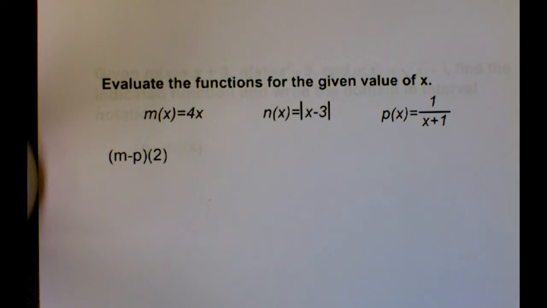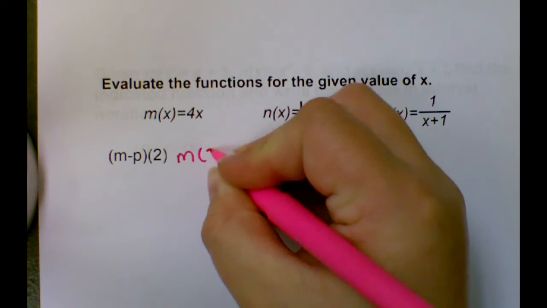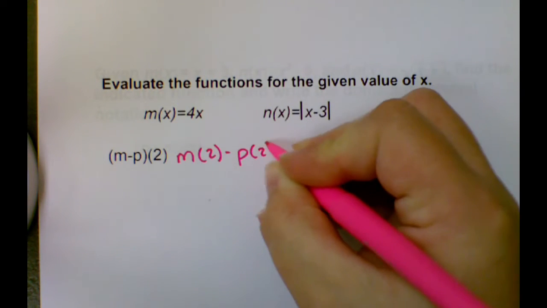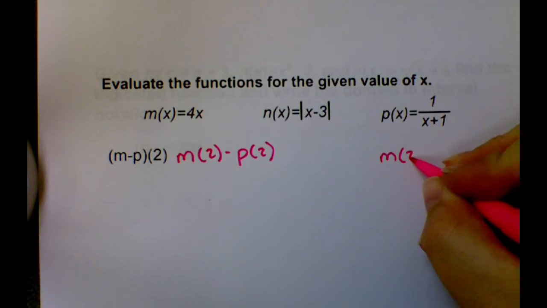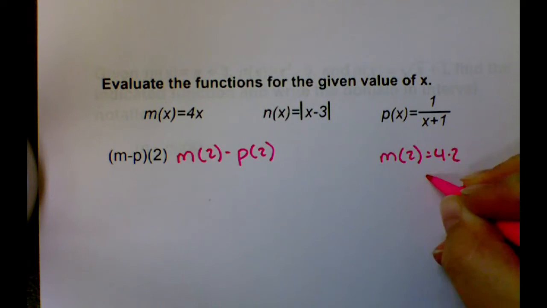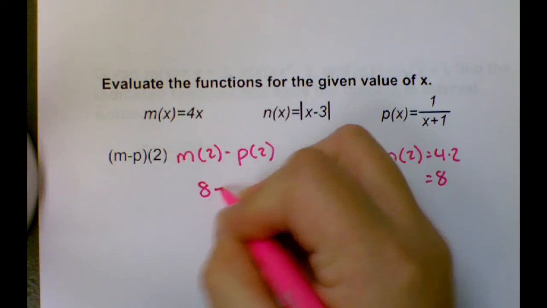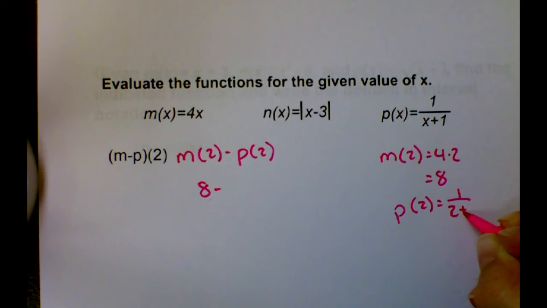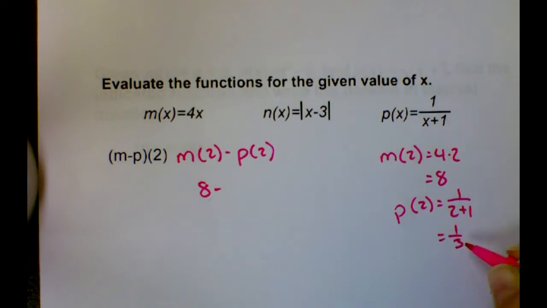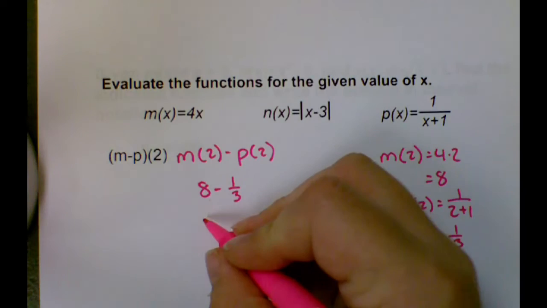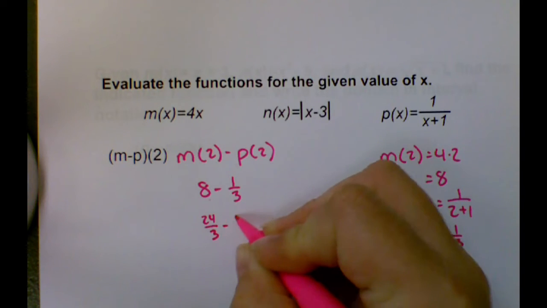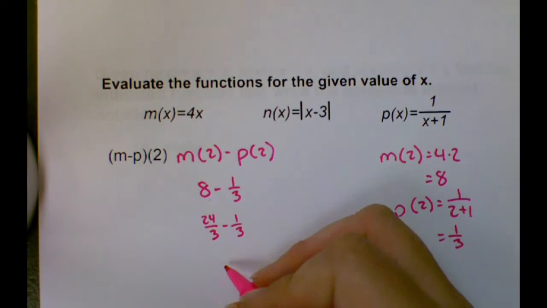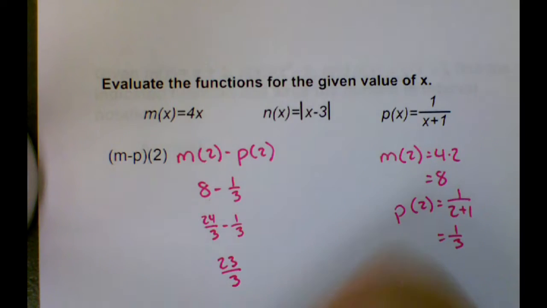And for m minus p of 2, we do the same thing again. We're going to take m of 2 minus p of 2. Well, m of 2 is 4 times 2, which is 8. And p of 2 is 1 over 2 plus 1, which is 1/3. So I have 8 minus 1/3. Well, in terms of thirds, 8 is 24 thirds. 24 thirds minus 1/3 is 23 thirds for our final answer.